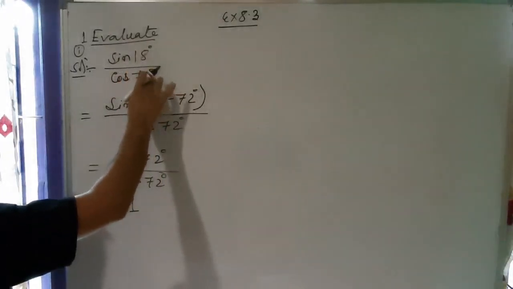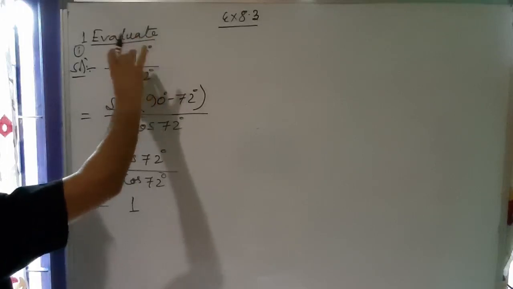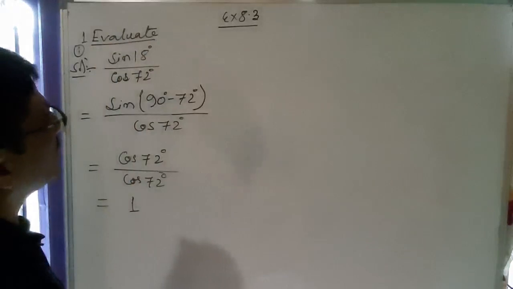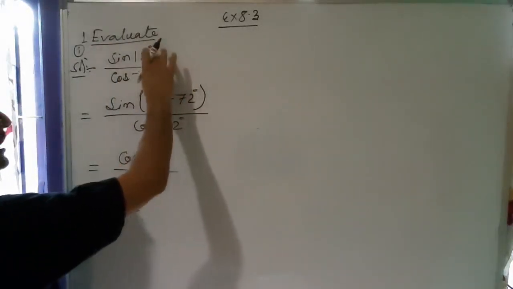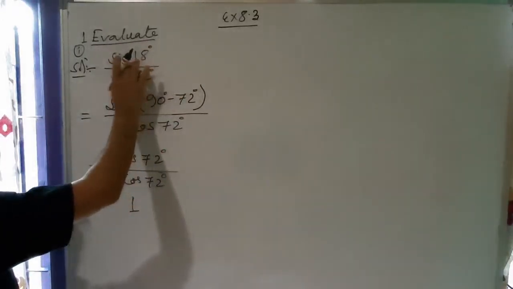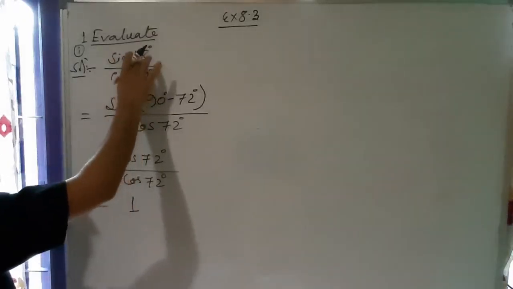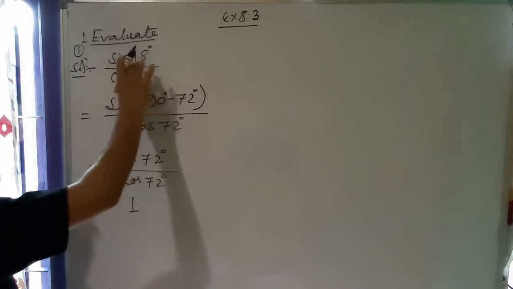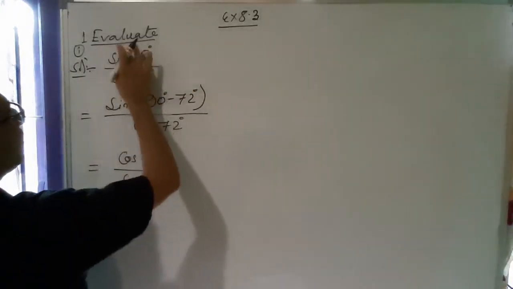Now add these two, 18 and 72, how much? 90. The sum becomes 90, which means they are in complementary relation, because their sum is 90 degrees. So either of these two, 18 or 72, you will have to convert in the form of 90 minus theta. I am trying it for this 18 degree.